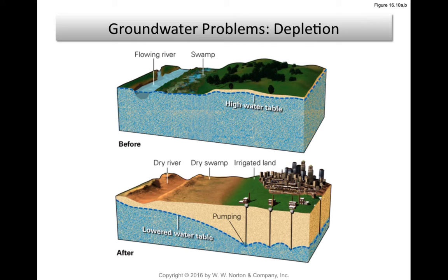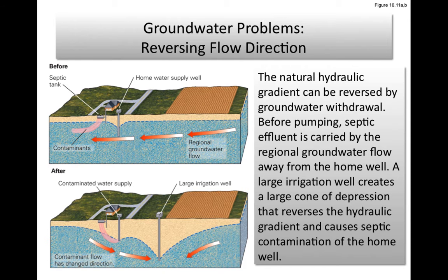Here's an example where before the city was built, we had a very high water table, running rivers, swamps. After the city is built, the water table gets pumped really low, the river goes dry, the swamp goes dry. Excessive pumping will cause a cone of depression, which will create a reverse flow direction of the groundwater.